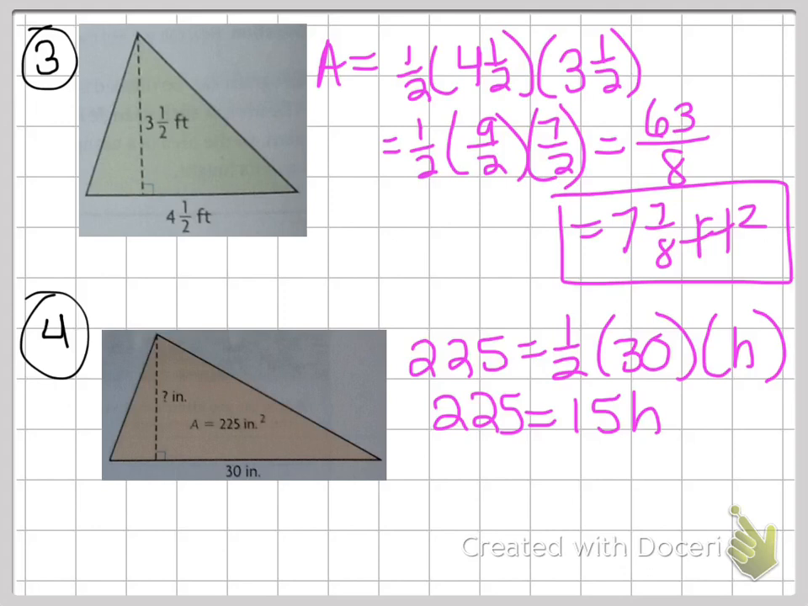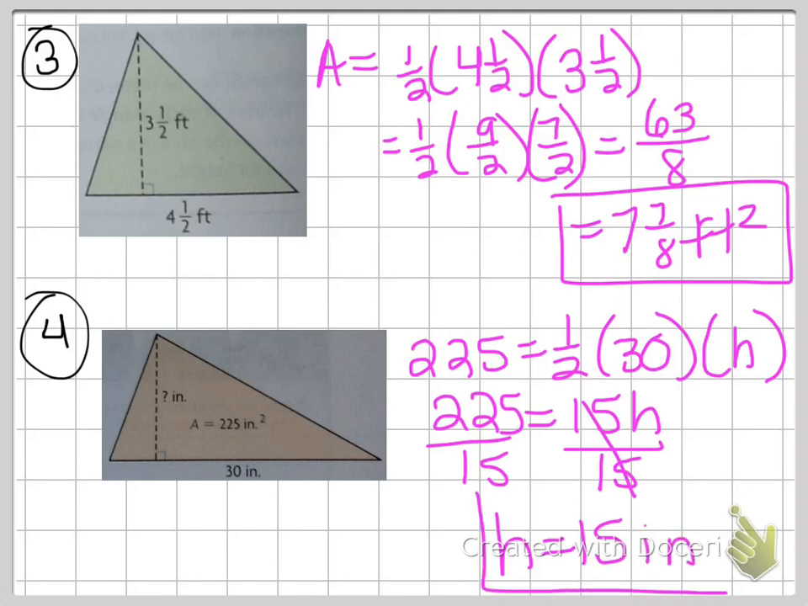225 stays over there on the left. I need to get h by itself, so since that's being multiplied, divide both sides by 15. That cancels out. 225 divided by 15 equals 15. So h equals 15 inches. So we were just able to find the height, and we can do the same if we were given the height and need to find the base.